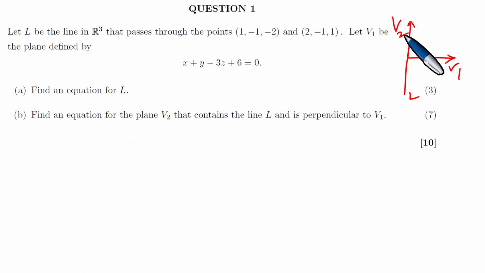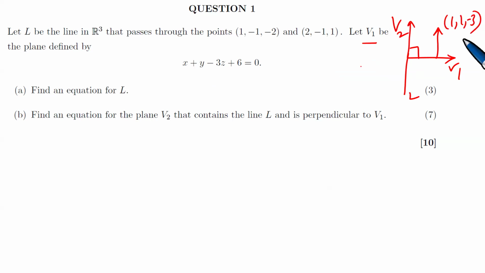There's plane V2 and plane V1, and they're perpendicular to each other. And then we have the line L here. We have noted that 1, 1, minus 3, let V1 be the plane defined by this. So if V1 is defined by that, it means that we have a normal to it. A normal to V1 is this one, 1, 1, minus 3.